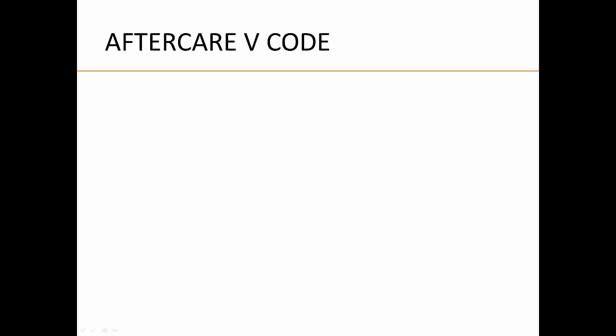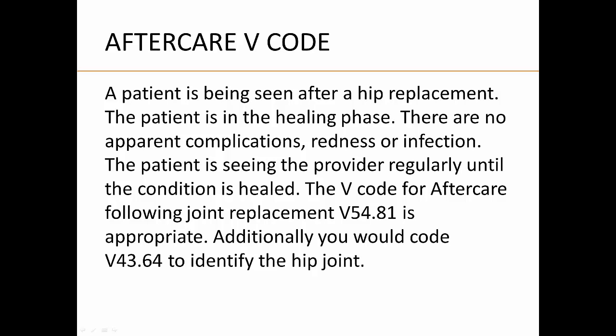Here is an example of an aftercare V code. Let's say that your patient has had a hip replacement. The patient is healing. There's no apparent complications or infection. The patient's seeing the provider regularly until the condition is healed. The V code for aftercare following joint replacement is V54.81. Additionally, you would use code V43.64 to identify the hip joint.